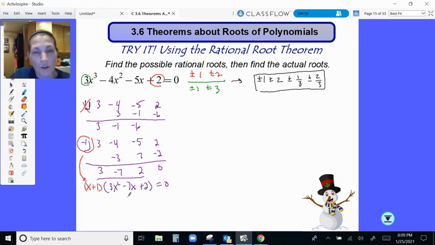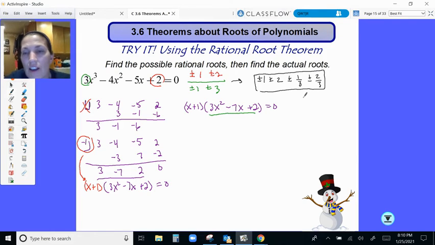Okay, so this is that in factored form. So now we have a quadratic here. So how do we do this? We're going to try to factor this. So I'm going to go ahead and bring this up here. So I have my x plus 1 times 3x squared minus 7x plus 2. Okay, so we need to take this guy and factor it. So if you recall, we take 3 times 2, which is 6. Factors of 6 add up to negative 7. In that case, it'll be negative 6, negative 1.